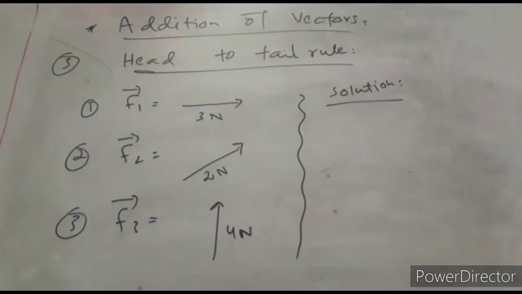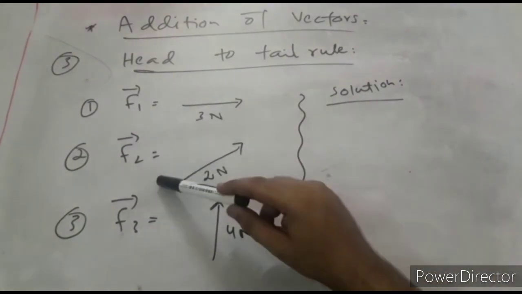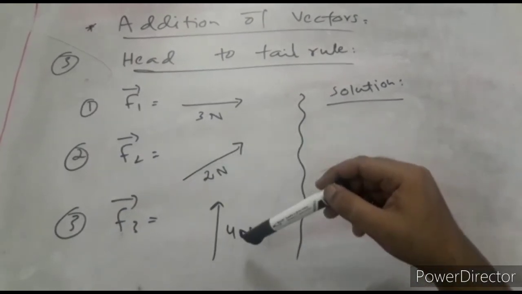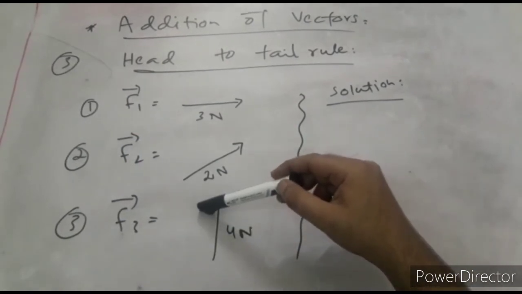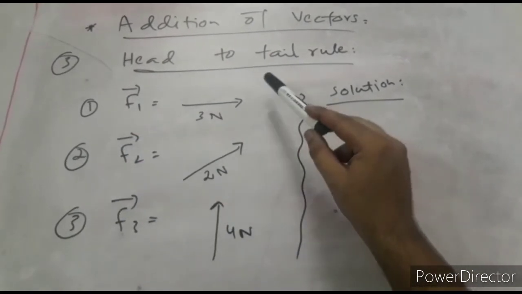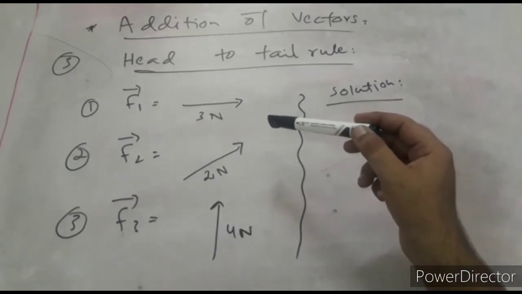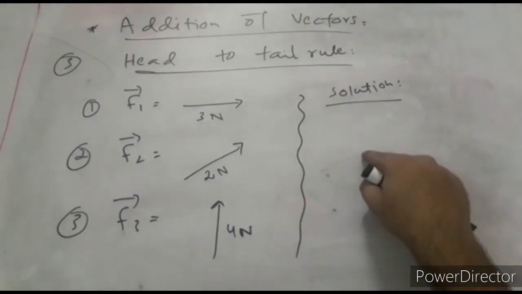Okay students, so here we have the third and the last case of addition of vectors. We are given random vectors: f1 which is going in this direction, f2 of magnitude 2 newtons going in this direction, and f3 whose magnitude is 4 newtons going in this direction. These are the random vectors. By head to tail rule we can add multiple vectors. Okay, so now we will look at the solution, how we are going to add these vectors.